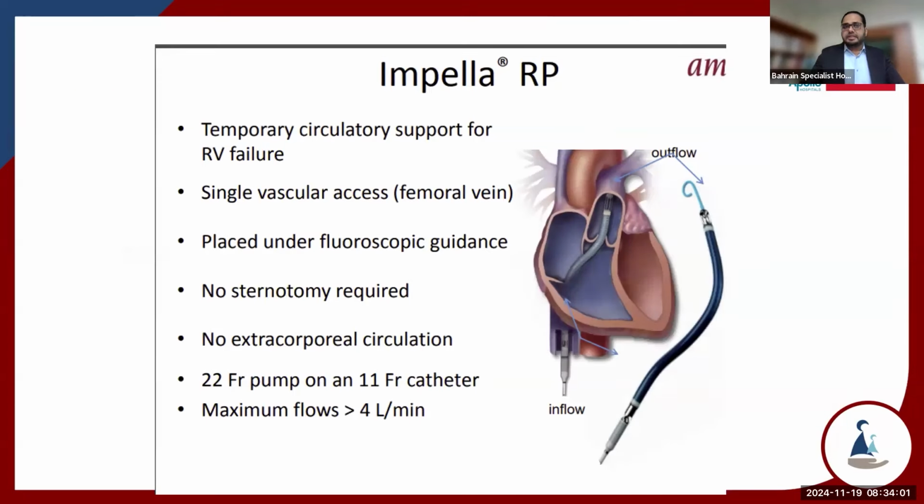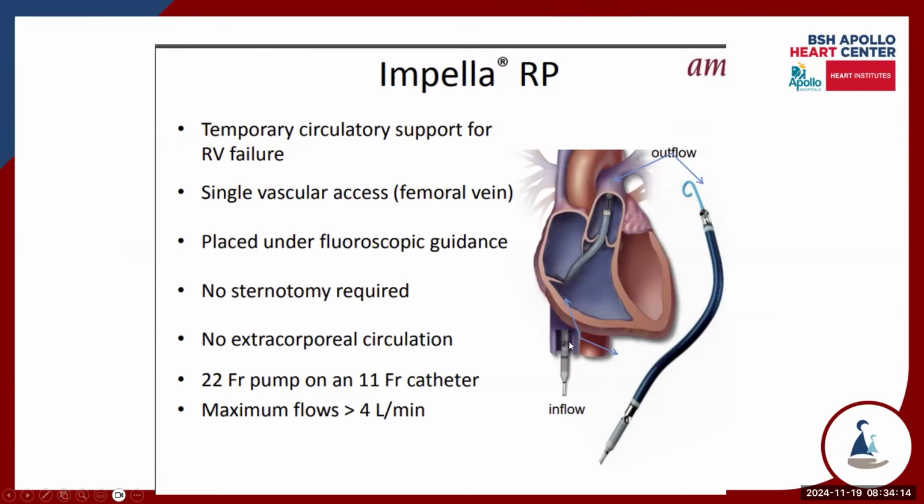Now, there is an Impella for the right side as well. Sometimes when there is RV failure, we need to support the right ventricle. So here you access through the femoral vein, and you leave the inflow in the vena cava and the outflow in the pulmonary artery. So you're bypassing the right ventricle and making the blood flow from the vena cava into the pulmonary artery directly. Again, it is placed under fluoroscopic guidance. No sternotomy required. Maximum flow is about 4 liters per minute.